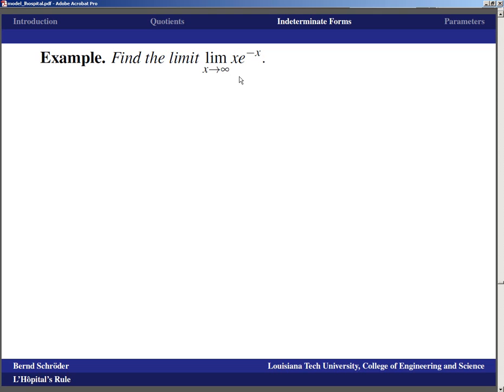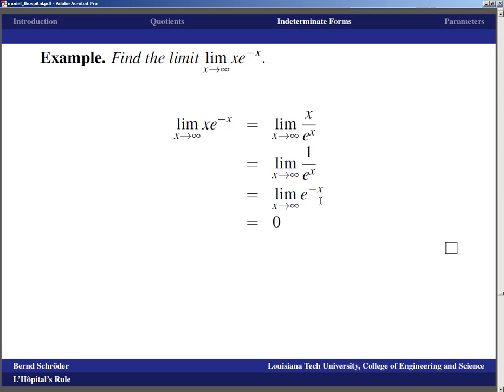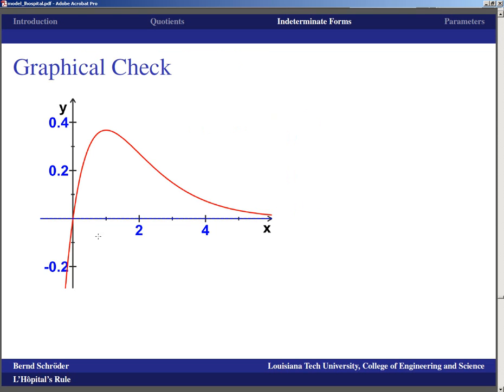So this is an indeterminate form of the form infinity times 0. Well, take the limit, turn it into a quotient. Now it's infinity over infinity. L'Hospital's rule applies. The limit of the derivatives: the derivative of x is 1, the derivative of e to the x is e to the x, so it's the limit of 1 over e to the x, which is the limit as x goes to infinity of e to the negative x, which is 0. And again, graphically, that's what happens.